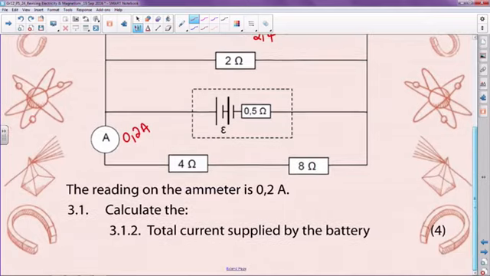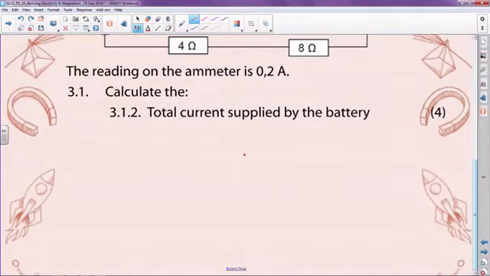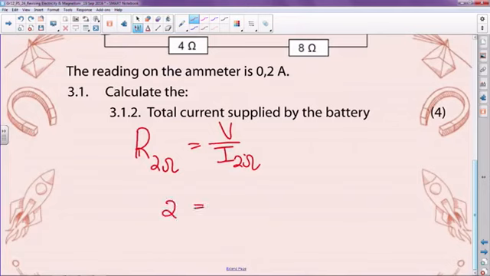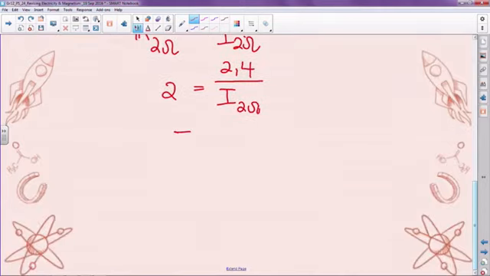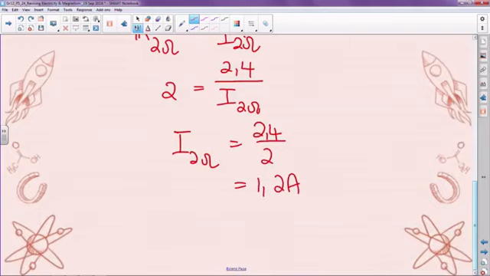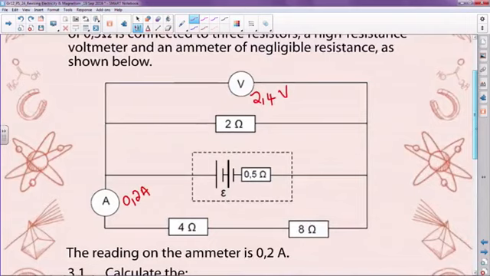So I'm going to go back to my R equals V over I equation. Now I'm going to look at the resistance of the 2 ohm, and take the current through the 2 ohm. So that's 2. My voltage was 2,4. I want the current, so my current is going to be 2,4 divided by 2, which gives me 1,2. However, that's 1,2 amps, but they want a total, so we need to add them together.